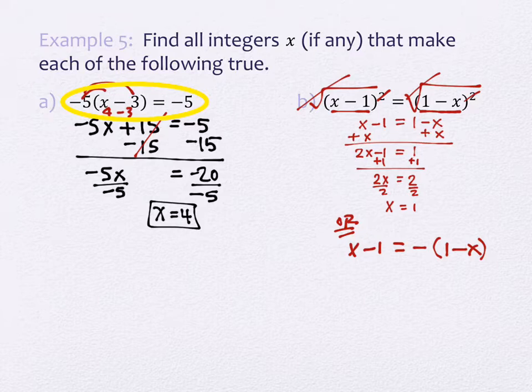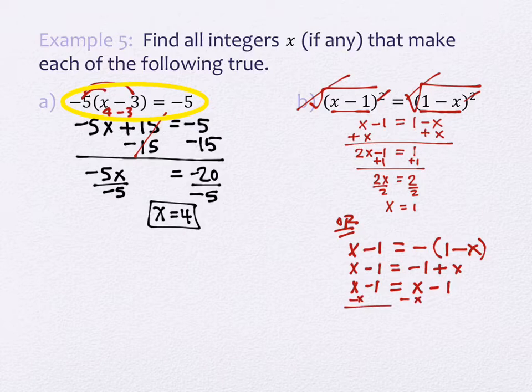So let's see what happens when we do this option. I need to distribute the negative through, right? So I have x minus 1 on the left, and I have x minus 1 on the right. Now, if I actually try to do what we did in the last problem, and get the x's together, what's going to happen? They cancel out. All of a sudden now I have negative 1 equals negative 1. And is that true? Yes.